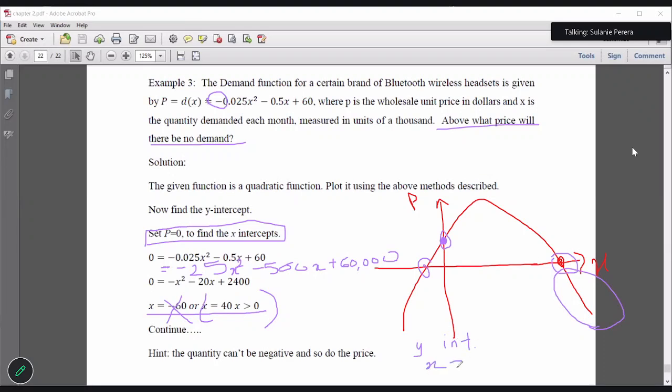when x is 0. So if you plug in x equals 0, you get 60. So that is the price. Beyond this price, there will be no demand. So beyond 60, there will be no demand. Yes, beyond 60, there will be no demand. Thousands, now you have to multiply it by 1000.